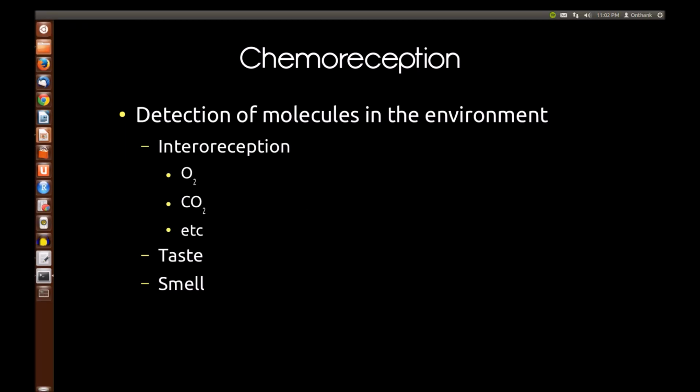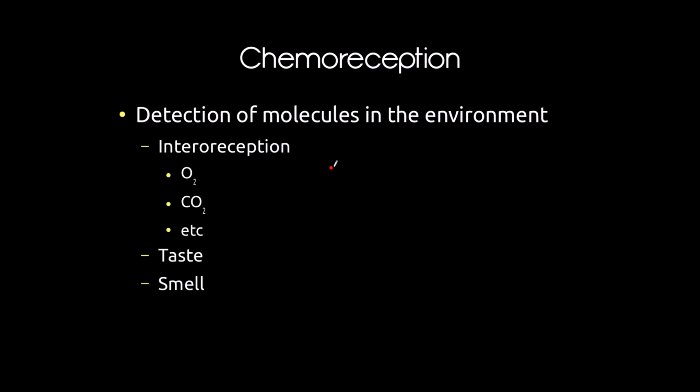So we're going to finish up talking about the senses by spending a little bit of time with chemoreception. Chemoreception is just the detection of molecules in the environment, whether this is the internal environment or external environment or wherever it's coming from. This can be broken down into three basic places that we have chemoreception. The first one here is interoreception, so detecting the environment inside one's own body, and really that's going to be detecting things like oxygen, carbon dioxide, and other important molecules to maintain homeostasis inside the body.